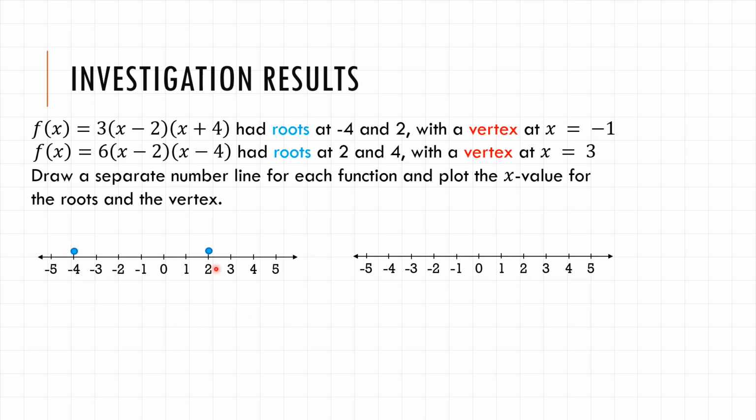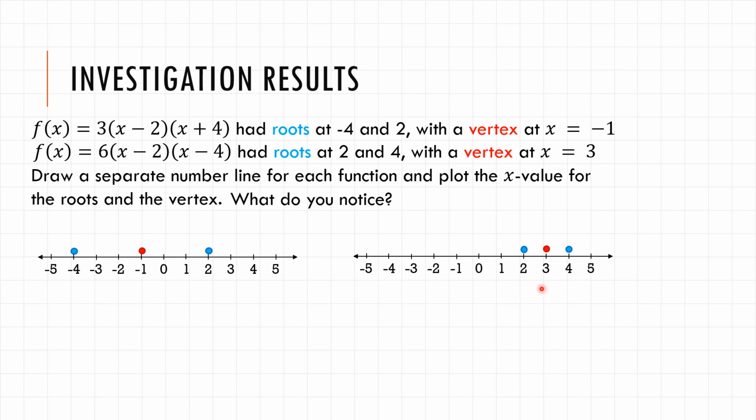So -4 and 2, and the vertex, of course, was at x equals -1 right over there. And for the other function, 2 and 4 were our roots, and the vertex was when x is equal to 3. You notice anything? Pause the video here and really examine this until you can figure it out.